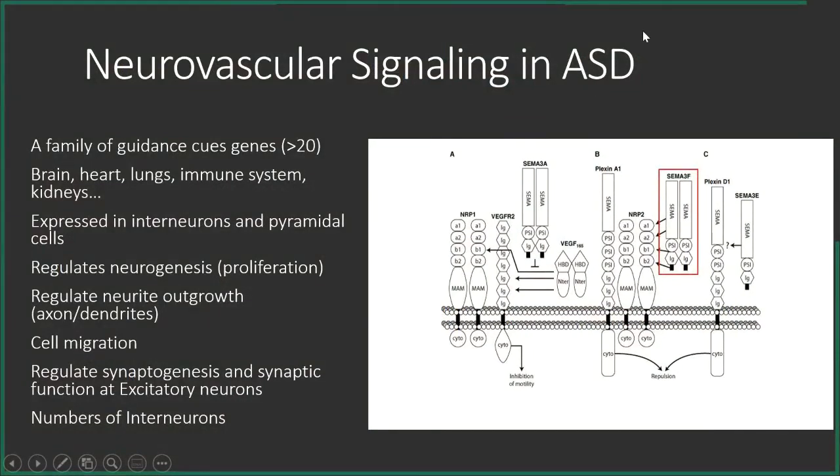And that led us to say, well, if that's true, then what about neurovascular signaling in mice? Well, it turns out that we've been studying neurovascular signaling in mice now for almost 15 years in a family of axon guidance genes, which, of course, axon guidance genes are important genetic causes of autism. They're a family of guidance cues of greater than 20 genes that are expressed in a lot of different places in the brain, as well as in the heart, lungs, immune system, in the kidneys, and importantly in cerebral endothelial cells. These genes, which are expressed in both interneurons and pyramidal cells, regulate neurogenesis, neurite outgrowth, synaptogenesis, and cell migration, and they regulate the number and the function of interneurons.